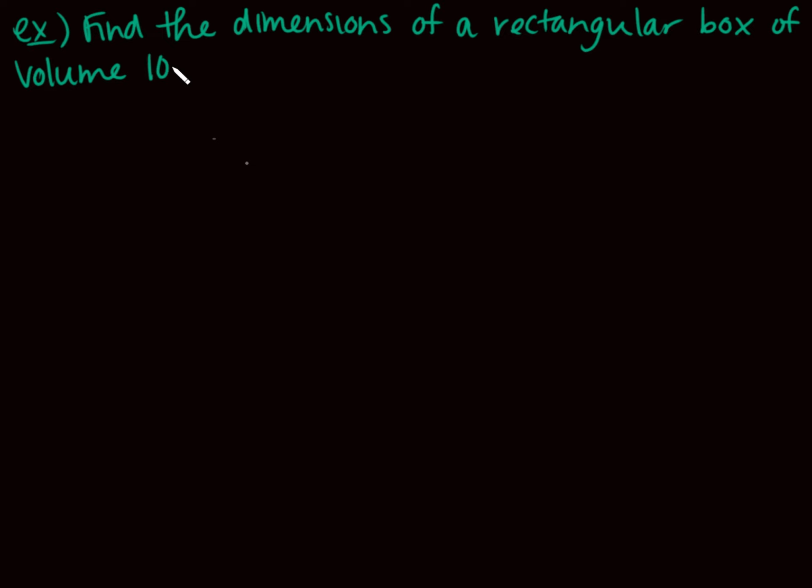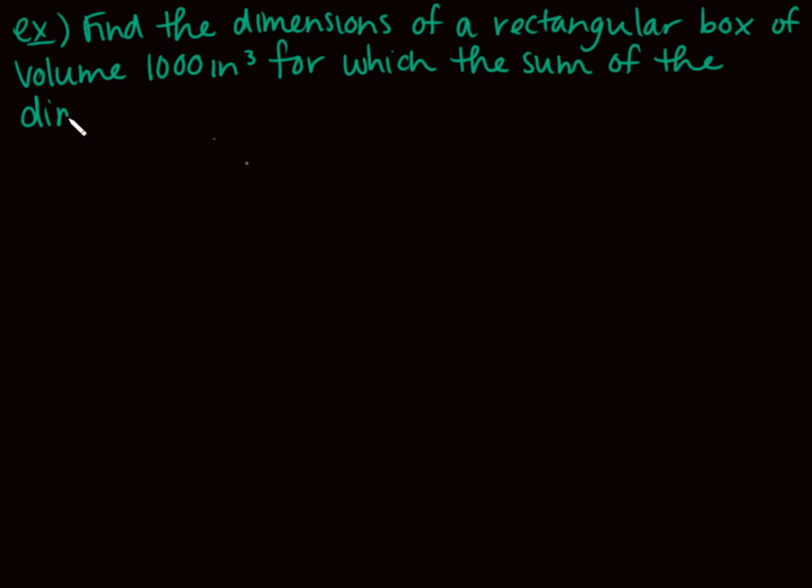And I'll probably just set this up for you and let you finish it up because I think I'm probably losing you a little bit. For which the sum of the dimensions is minimized. So this one's a little tricky. A lot of times when I'm doing stuff like this, if you're not sure what's going on, what I like to do is state what I want and then what is given.